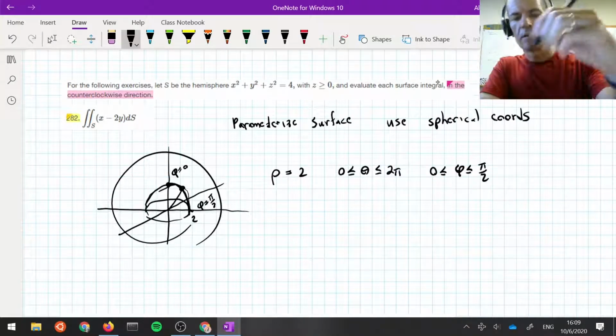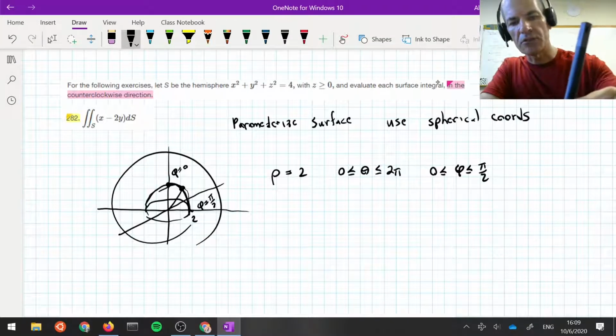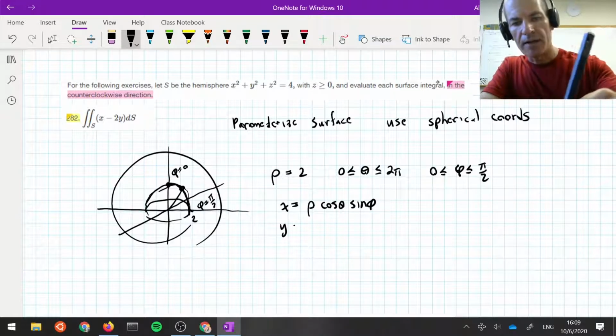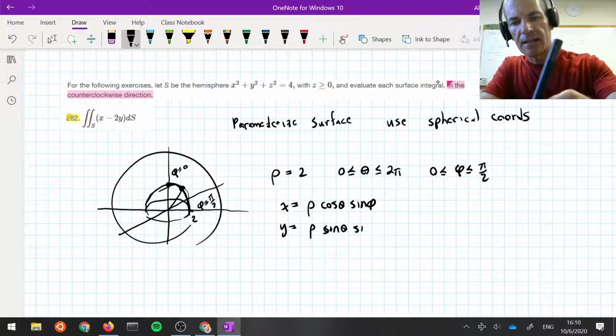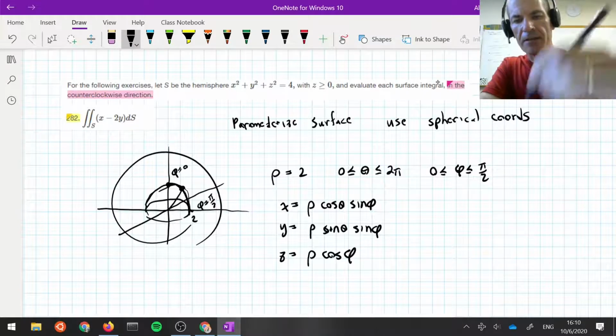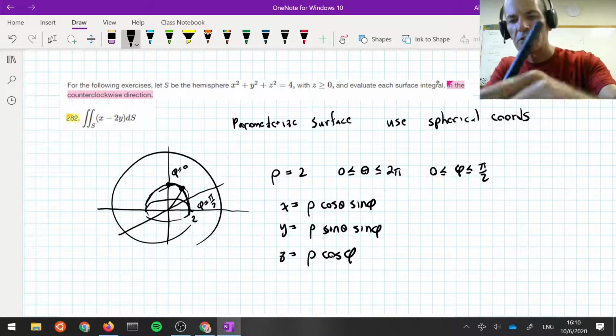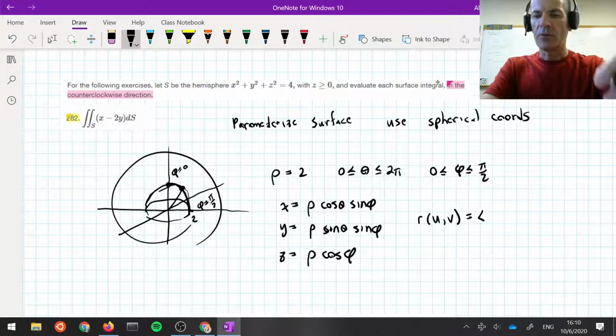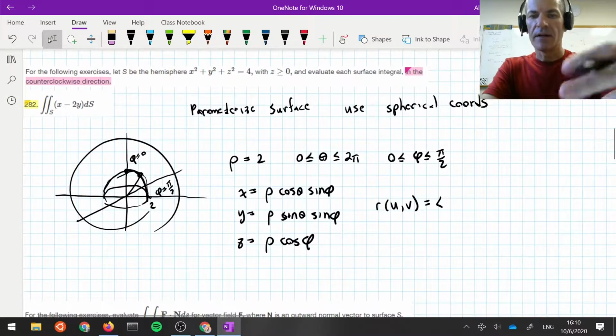over 2. And remember that the spherical coordinate transformations look like this: x is equal to rho cosine theta sine phi, y is equal to rho sine theta sine phi, and finally z is equal to rho cosine phi. And what do we have to do when we're parameterizing? We have to describe the x, y, and z coordinates of the parameterization in terms of two variables u and v. We can do that here.